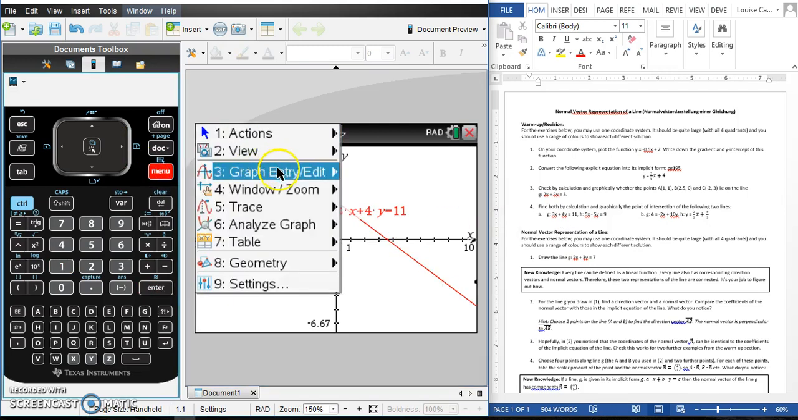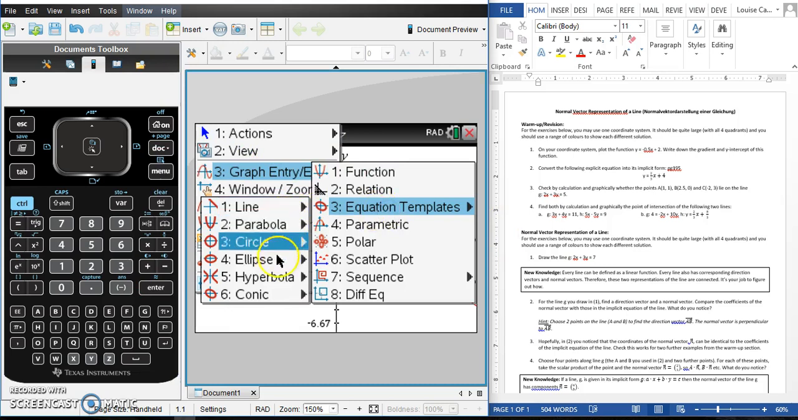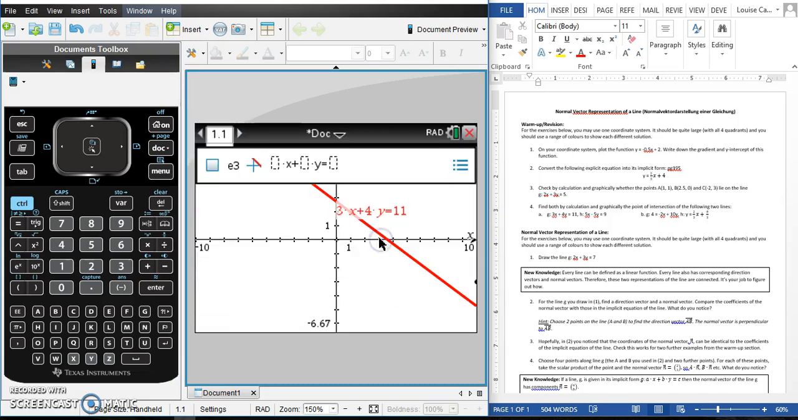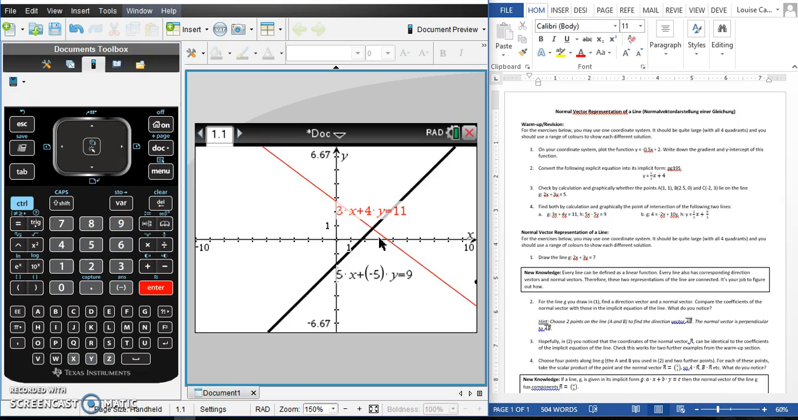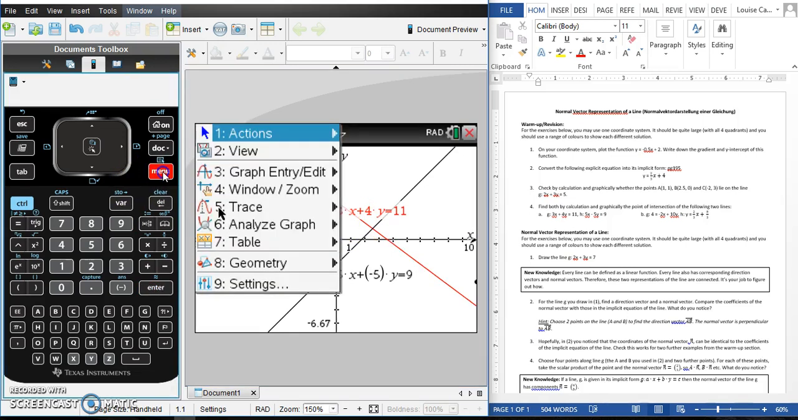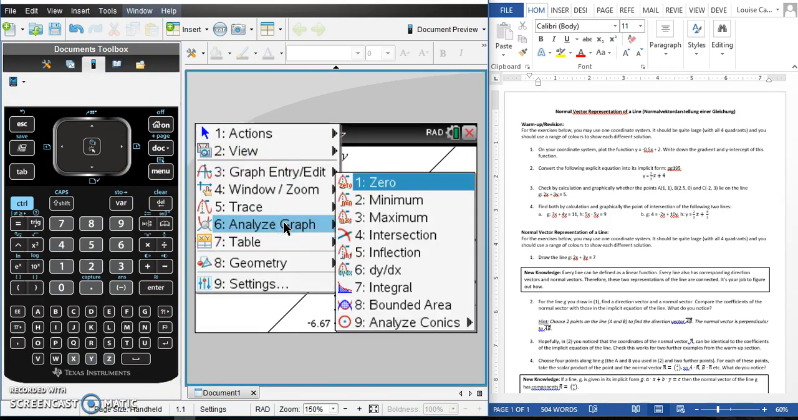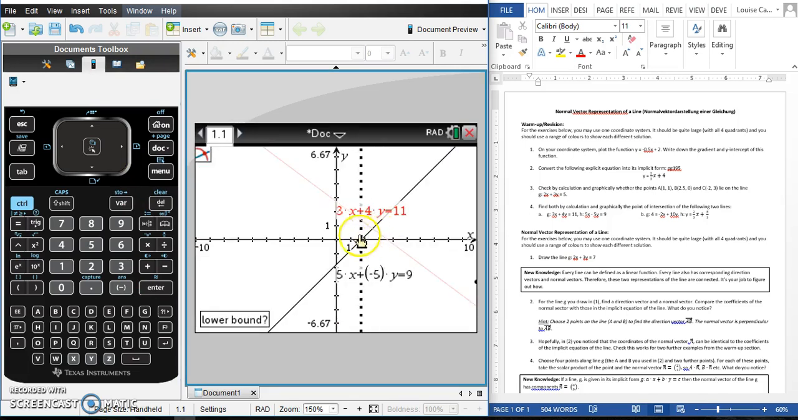And then I'll add in the other one, which is also in this form, 5x minus 5y is equal to 9. And I see that one goes like that. And it can tell me the point of intersection if I go Menu, Analyze Graph, Intersection, and I set my lower bound before the point I'm interested in, and my upper bound after the point I'm interested in. It tells me that the point of intersection is 2.6, 0.8. So that's how you can do it graphically.